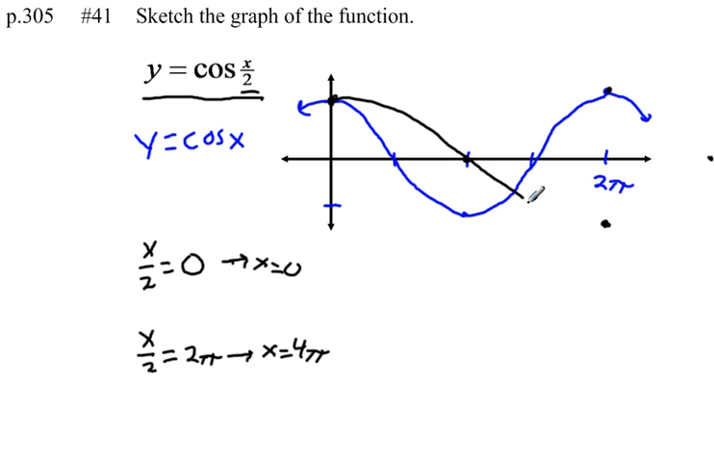It's going to come down here, have a minimum value at 2 pi. It's going to continue upward. Its maximum value then will be at 4 pi. And it's going to continue on here to the left as well.